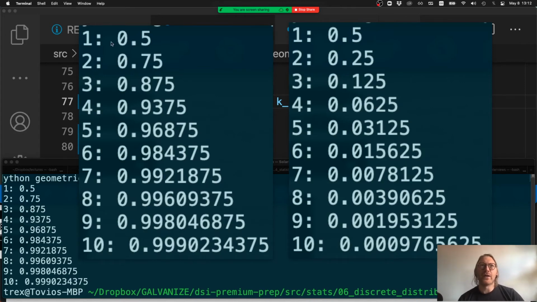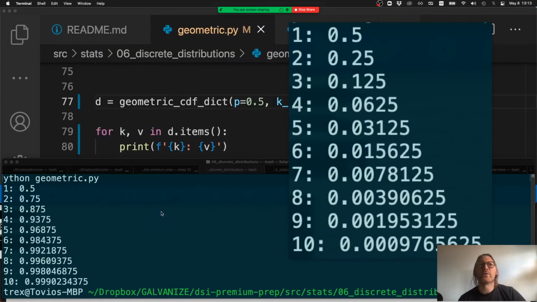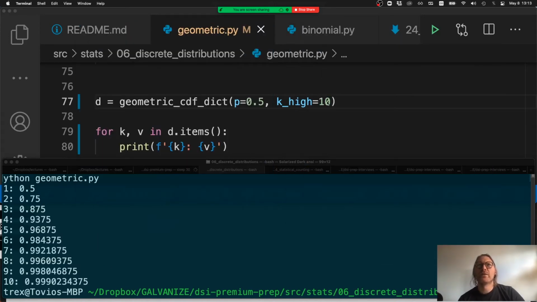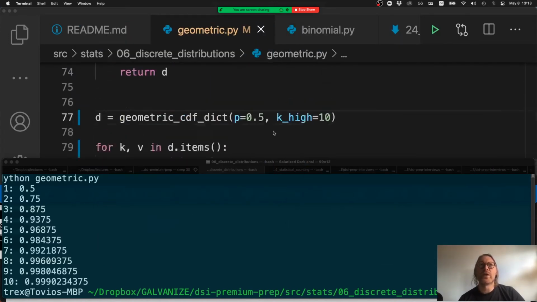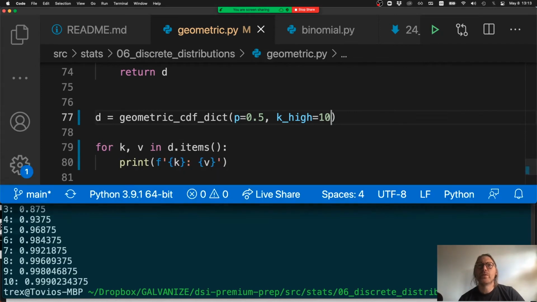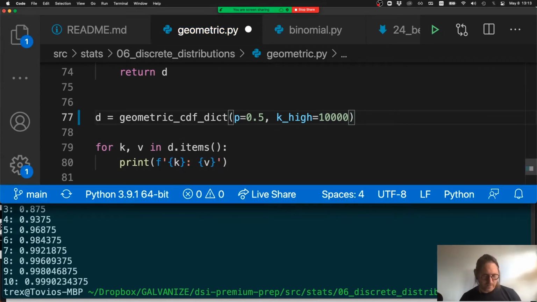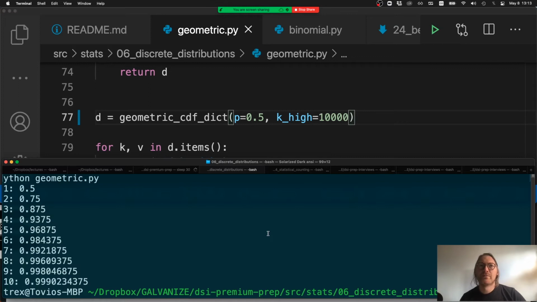Notice that as our CDFs do in discrete distributions, they will tend toward 1 as we go further to the right. And you might wonder, well, will this ever get to 1? Will it ever get to 1? Well, why don't we call this with 10,000?